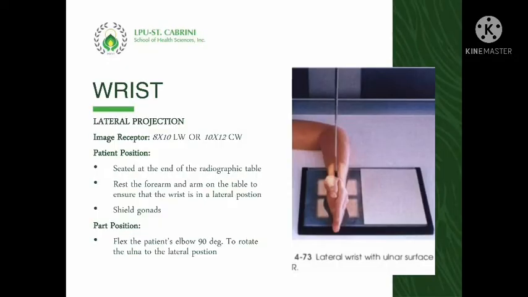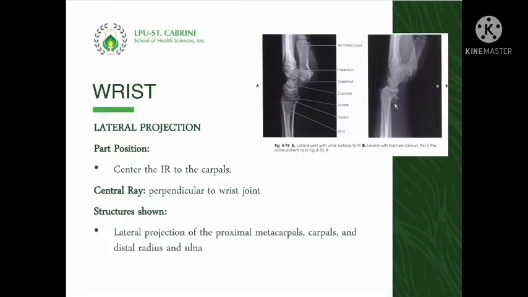For the lateral projection of the wrist, the patient could be seated at the end or beside the radiographic table, with their forearm and arm rested in lateral position. To ensure that the ulna is rotated into lateral position, flex the patient's elbow 90 degrees. The central ray is directed perpendicular to the carpal joint. This will visualize the lateral projection of the proximal metacarpals, carpals, and distal radius and ulna.